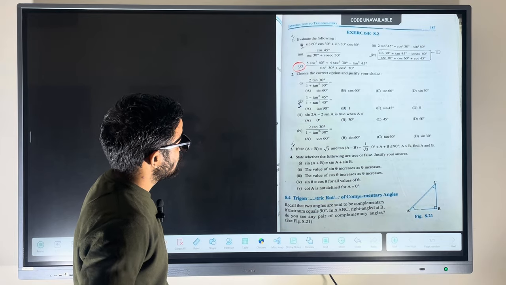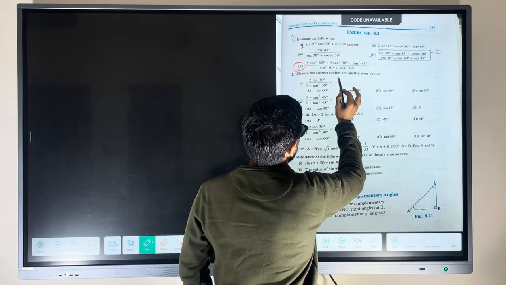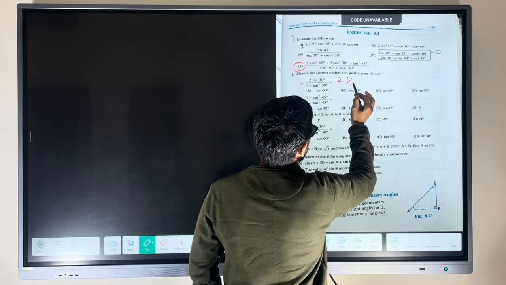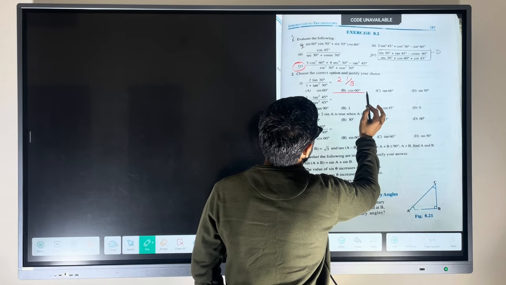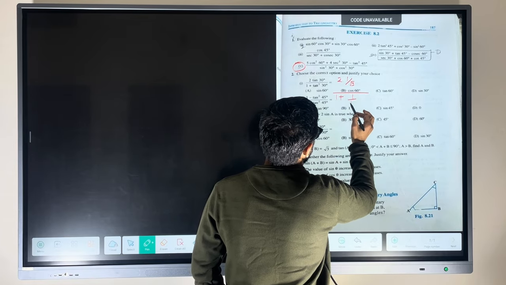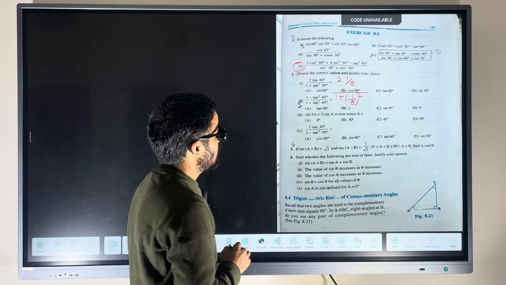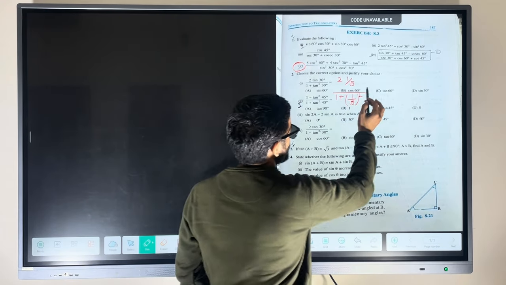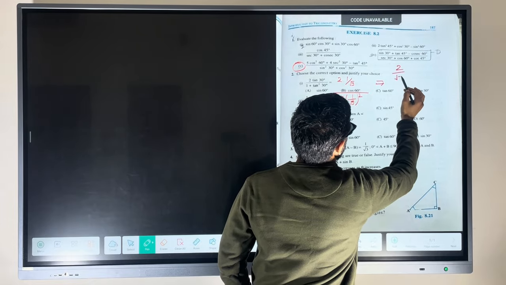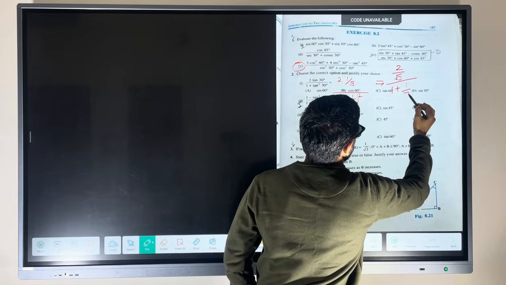Now if you see the first part of question number 2, it is 2 tan 30 upon 1 plus tan squared 30. What is the value of tan 30? That is 1 upon root 3. So this whole thing is upon 1 plus 1 upon root 3 whole square. If we solve this, it will be 2 by root 3 whole upon 1 plus 1 upon 3.